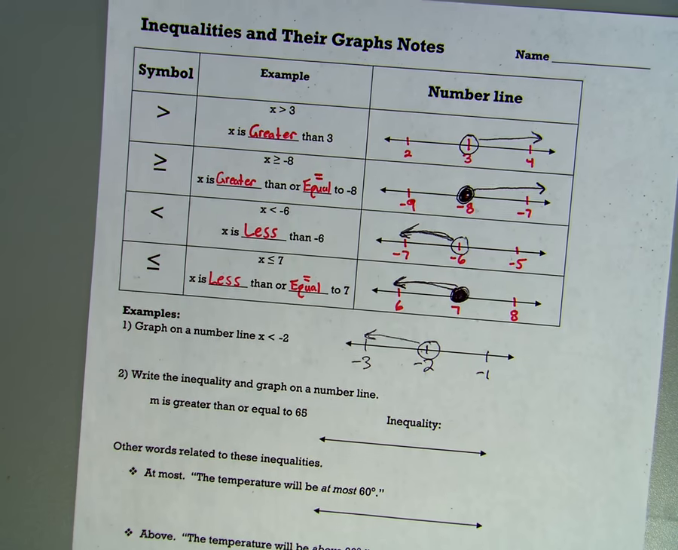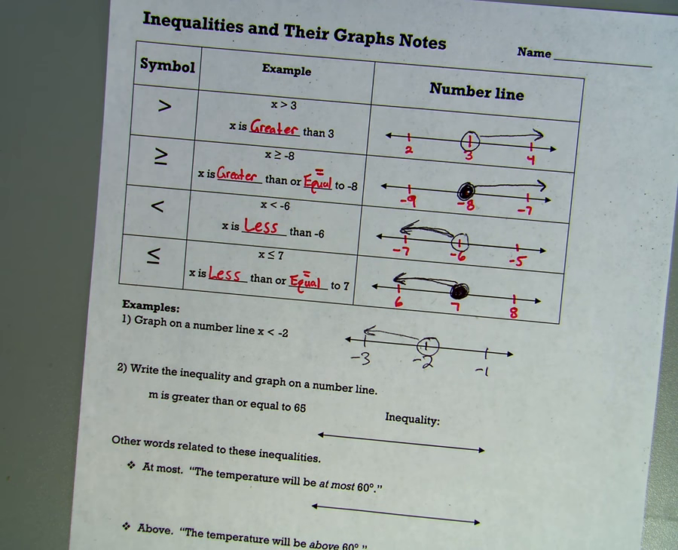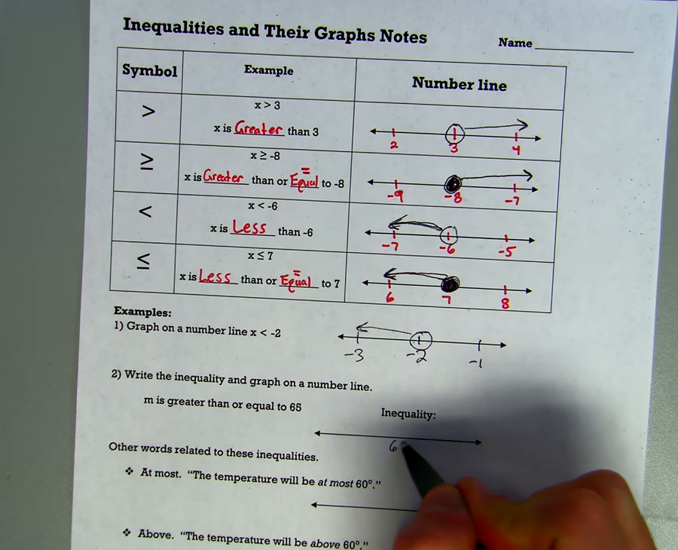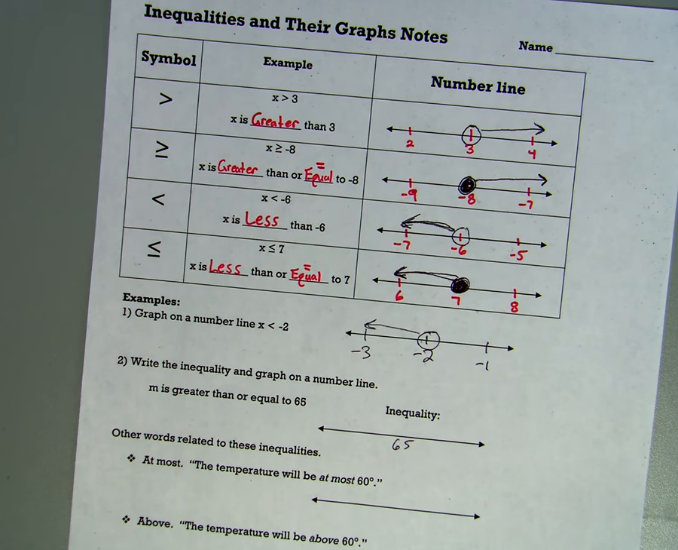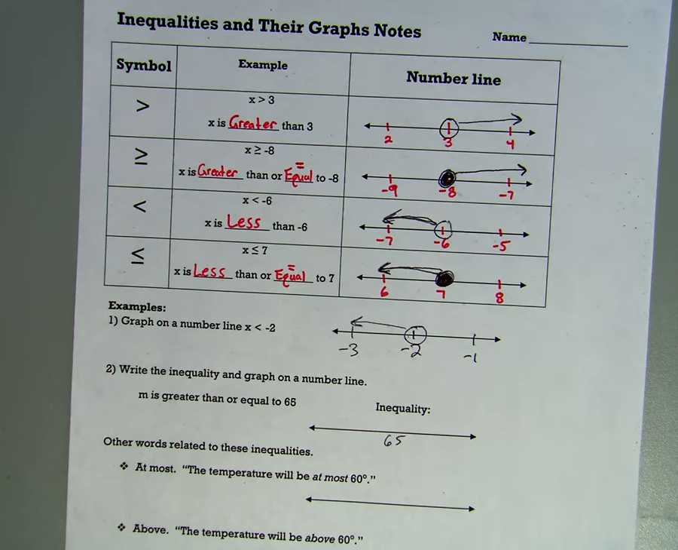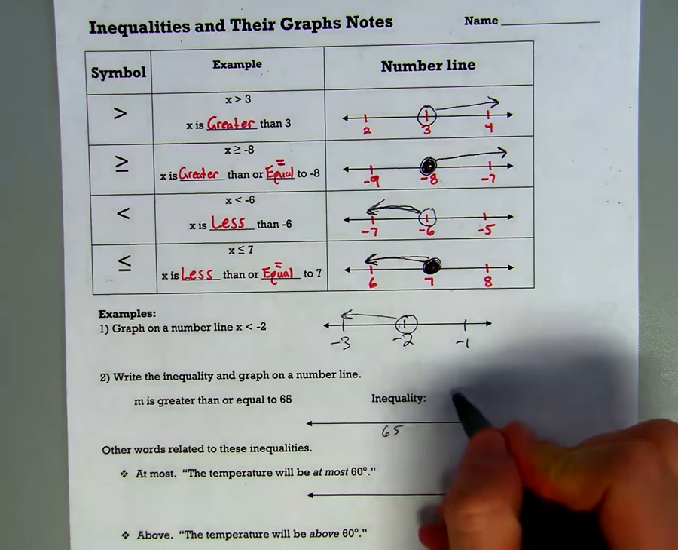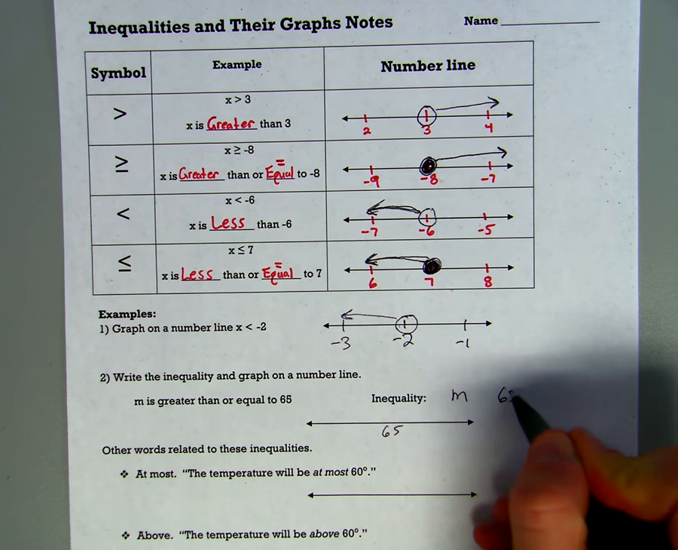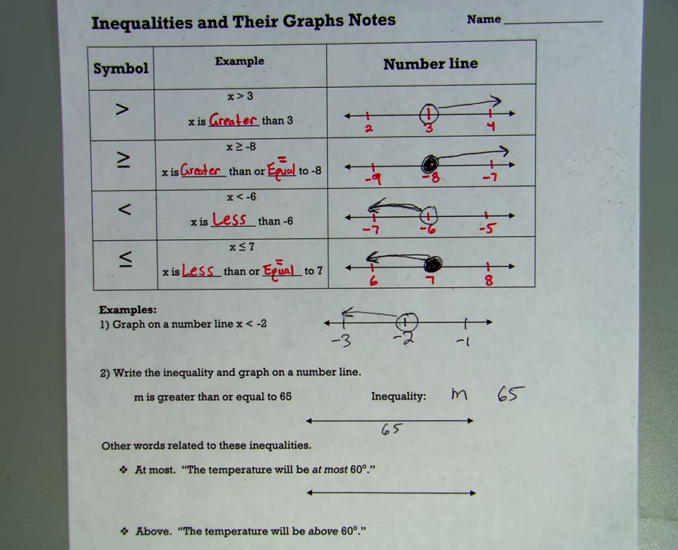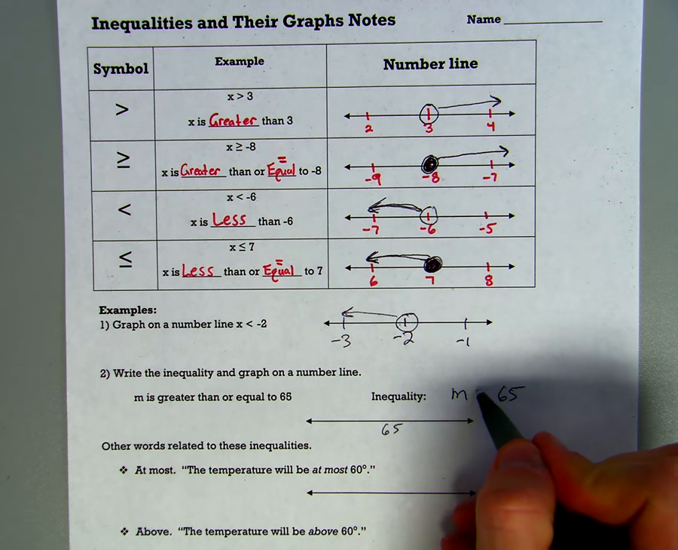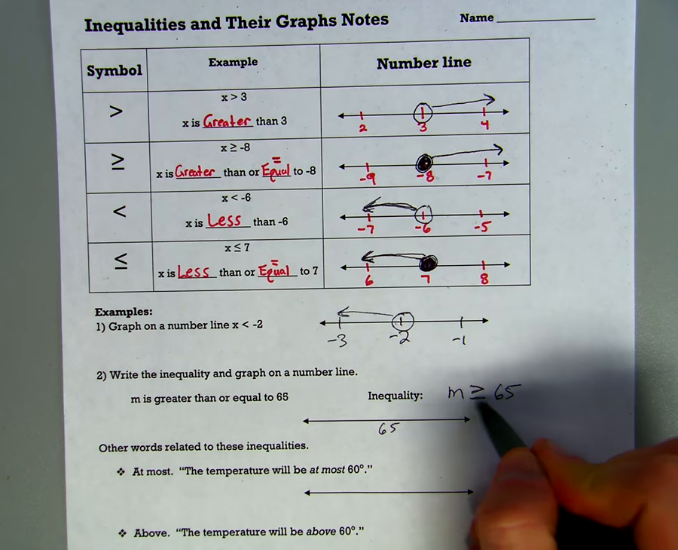The next one is write the inequality and graph on a number line. We have m is greater than or equal to 65. So I'm going to draw my 65. And actually I want to write my inequality first. Okay. So we have our m, and then we have 65. And it's saying that m is greater than or equal to. So if m is greater than, it's going to open up towards the m, and it can possibly be equal to it.